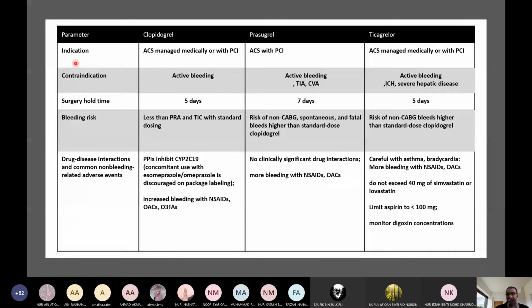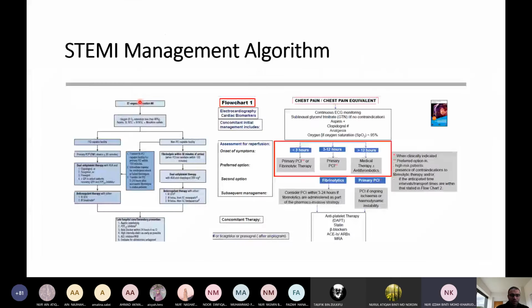But what is also clinically more important is the indication, because sometimes we see clopidogrel, ticagrelor, and later in the STEMI we say prasugrel, right? You remember something like this? You want to go back to the algorithm to see? No harm. Here, brothers and sisters, you see prasugrel under the STEMI.